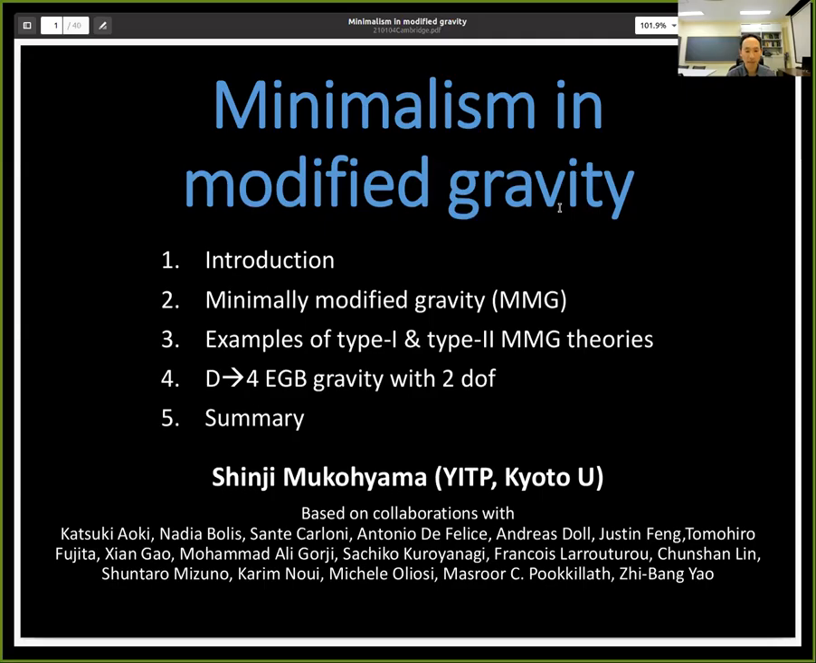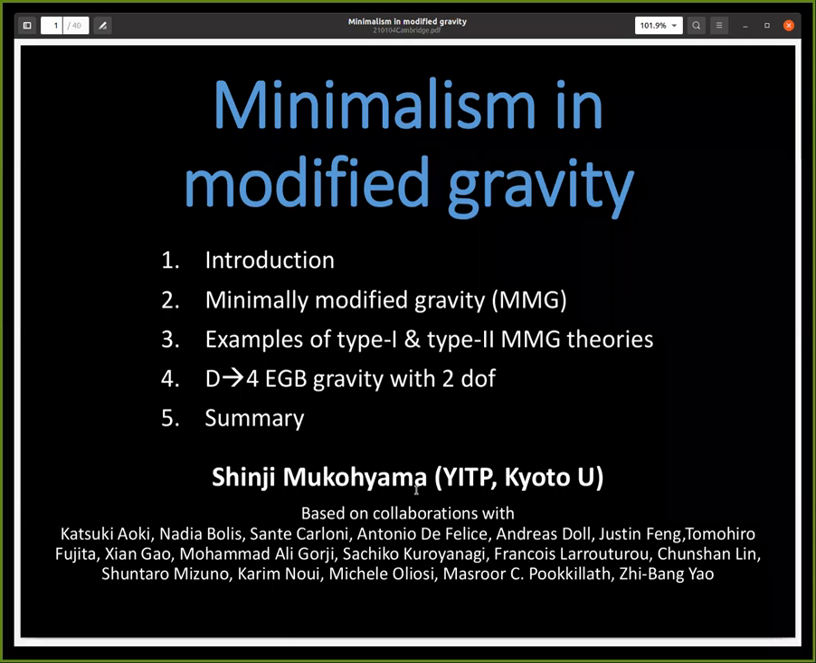Gravity, based on these collaborations with these people. And, by the way, can you see the pointer? Okay, good. Thank you. Okay, so let me begin with the introduction.